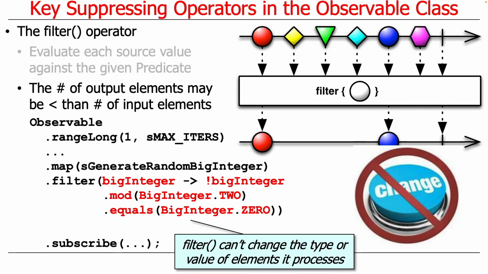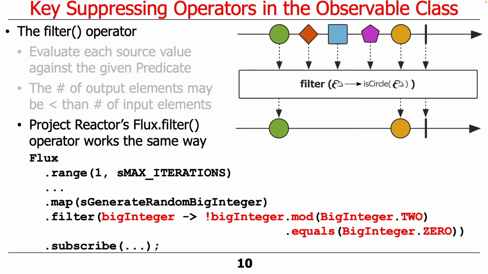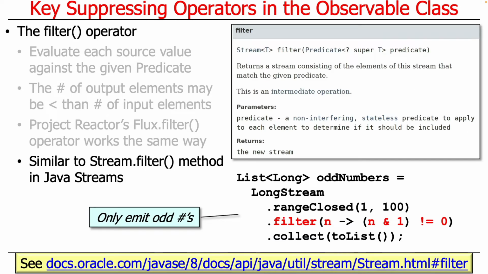As is the case with other examples you've seen before, like the action operators we just talked about, like doFinally and doOnComplete, filter can't change the type or the value of the elements that it processes. It can just let them through or not. Project Reactor has a filter operator that works exactly the same way. And this should be very familiar to you because Java Streams has a filter operator that also works the same way.